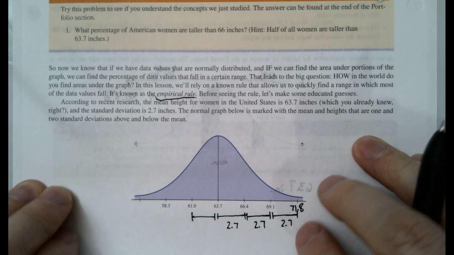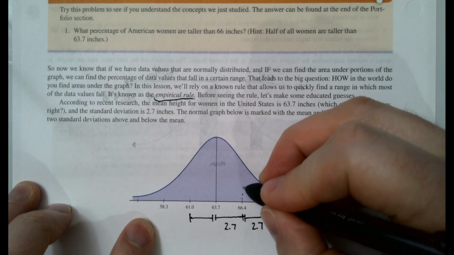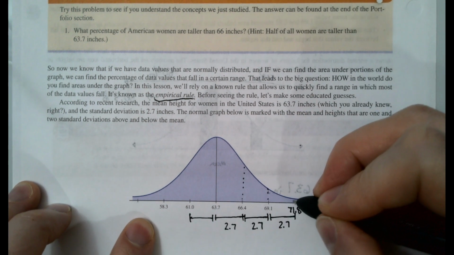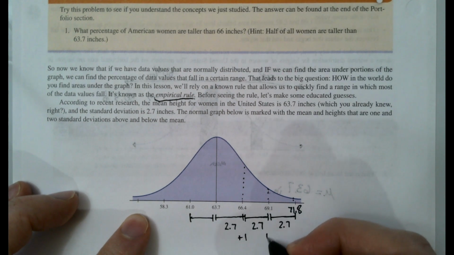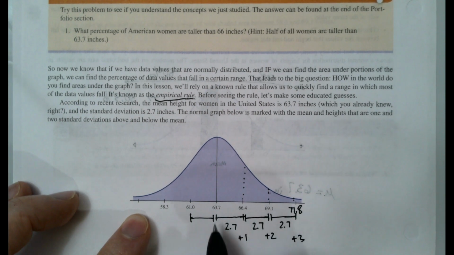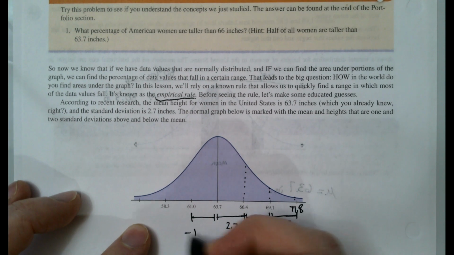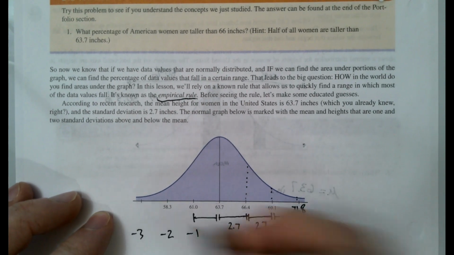This is what the empirical rule more or less looks like. We have created what's called 3 standard deviations above the mean. This is +1 standard deviation. This is +2. This is +3 above the mean. This is -1, -2, -3 below the mean.